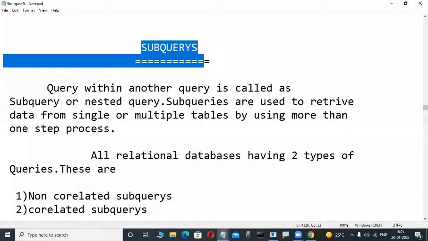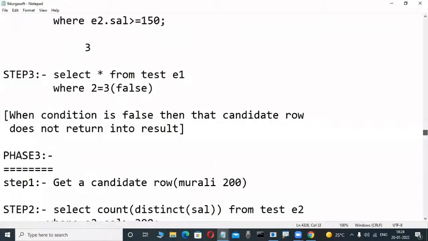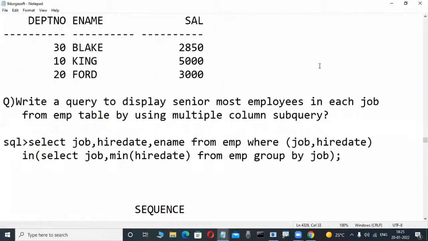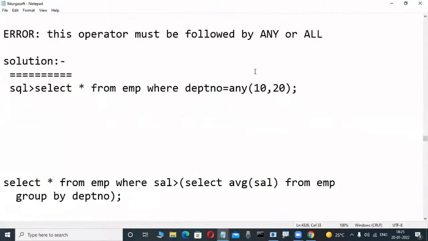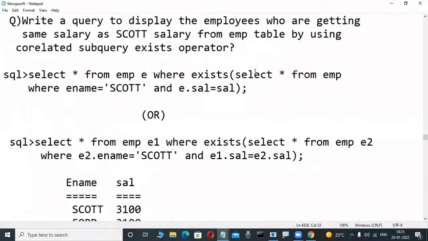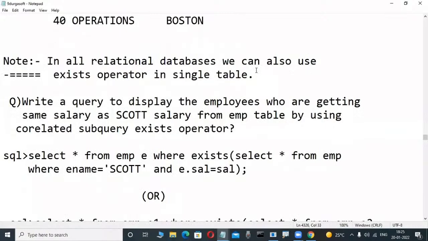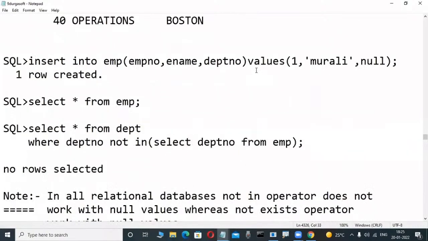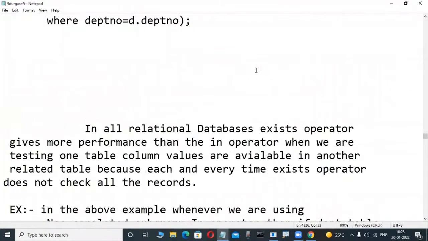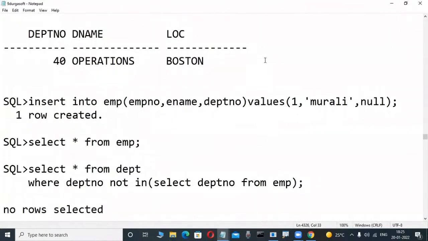In this chapter only we are learning about interview questions. Suppose you are attending an interview, they may ask to display the nth highest salary employee, the second highest salary employee, or delete duplicate rows. These type of things are there. We are learning all of those in our course only. Some queries are there. These are all the things we are familiar with.